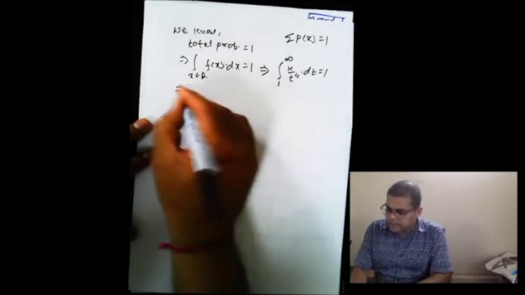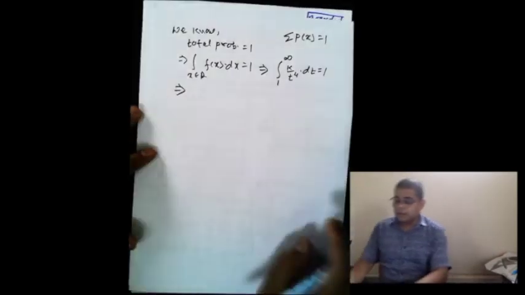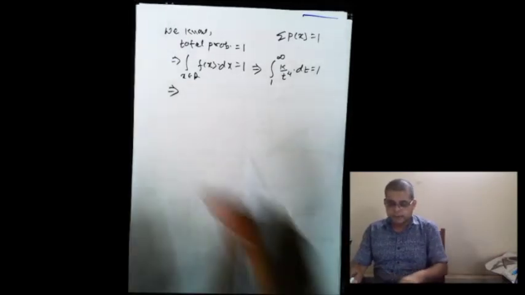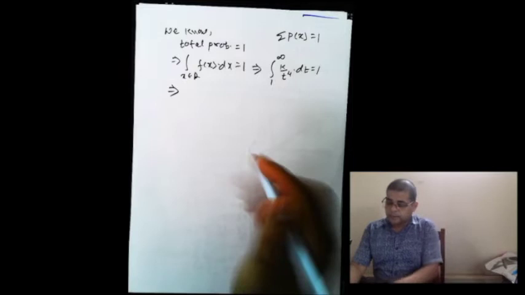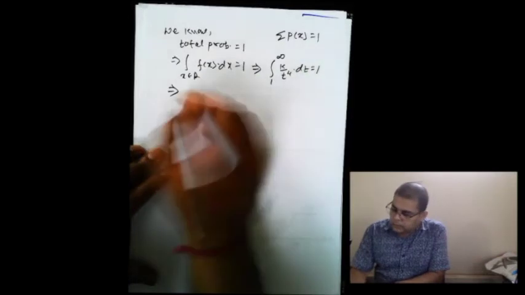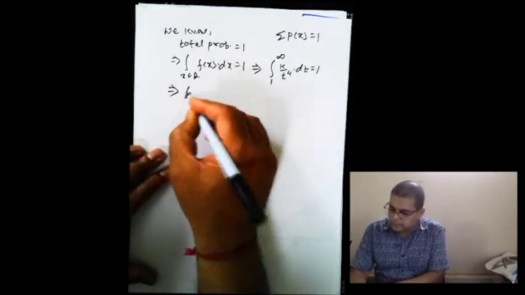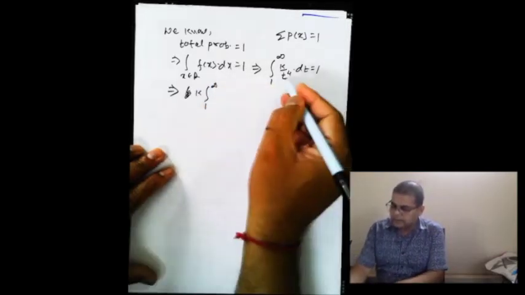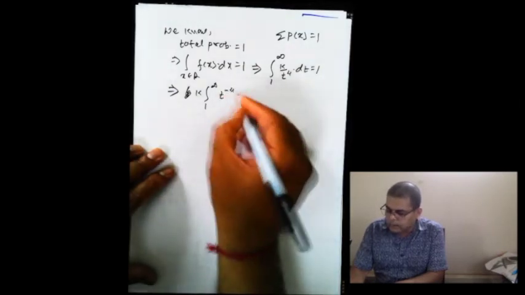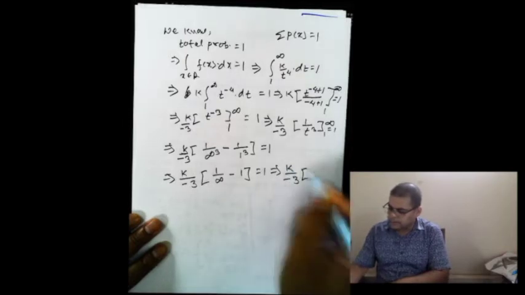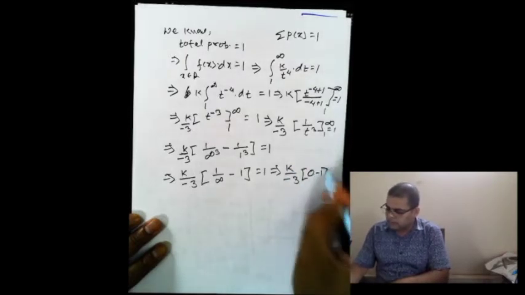Now after this step, just integrate this. Note that you will require sound knowledge of integration before you deal with problems on continuous probability distributions. It is most important to understand how to integrate different kinds of functions. So after this step, k is a constant, so you can take k outside, and then from 1 to infinity, if you write the reciprocal, you can write t to the power minus 4 dt equal to 1, so it is k by minus 3, 1 by infinity is 0, and this is minus 1, equals 1.